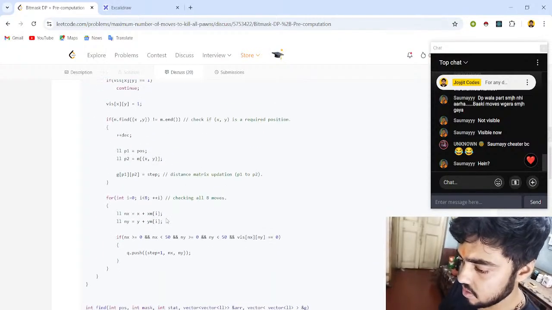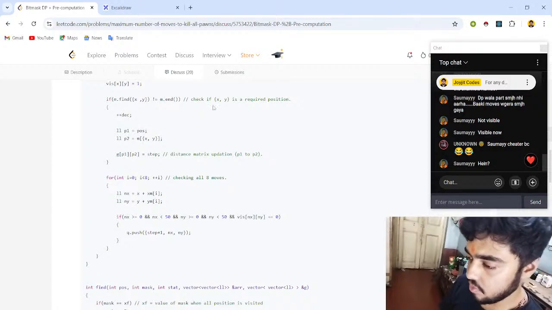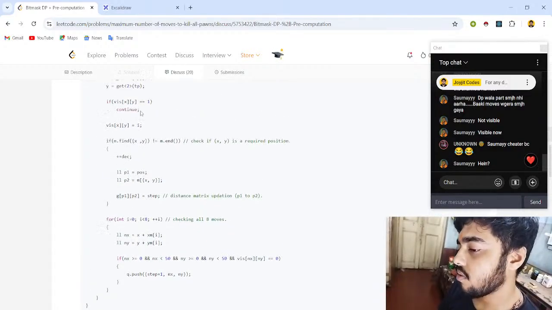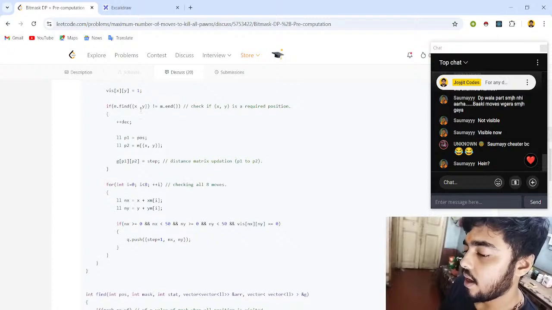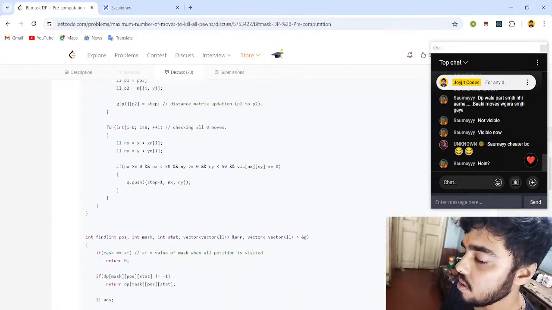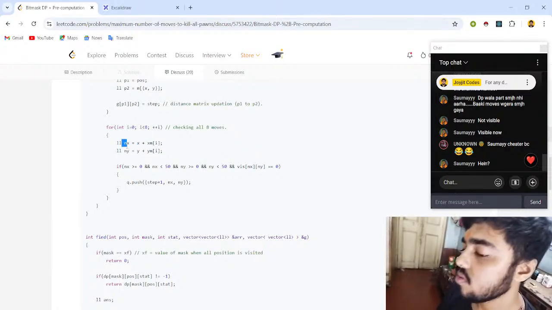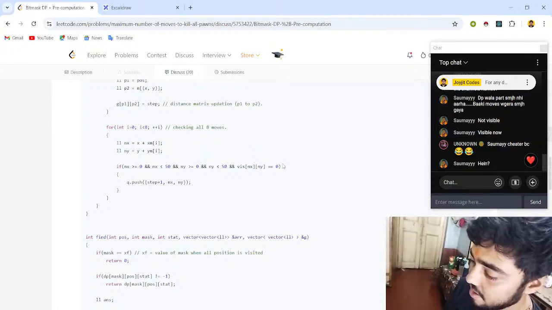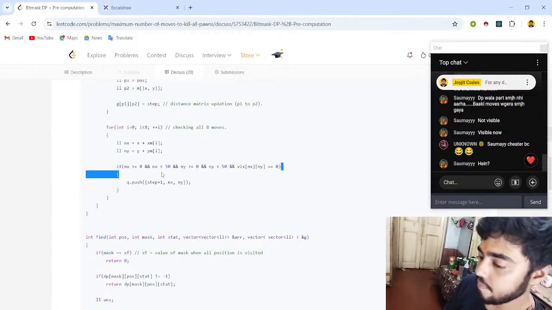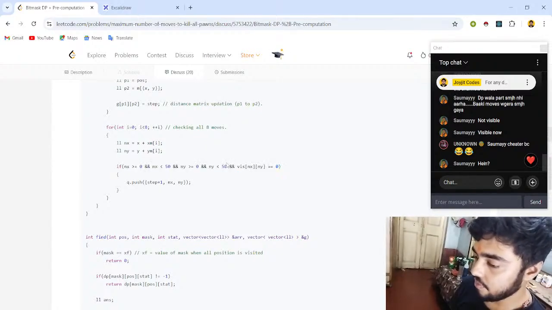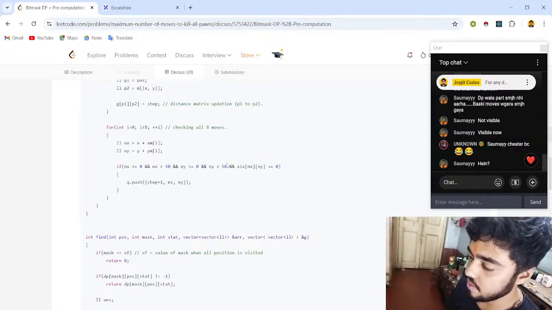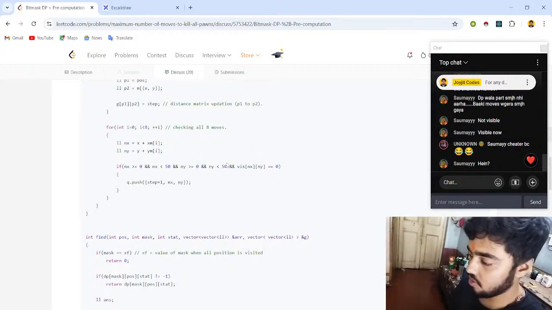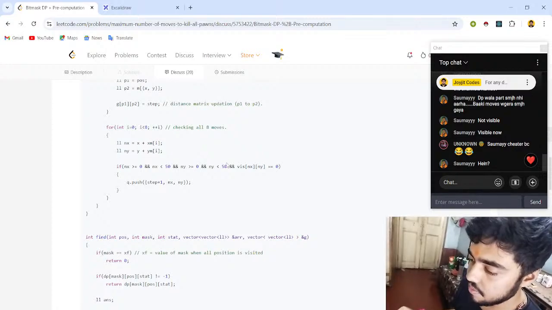possible moves. Check if x comma y is the required position. So first he is checking whether x comma y is the required position or not, and based on that he is checking for all the possible moves. As I told you, there are 8 moves. For every possible move he is checking where he can go from x, and based on that he checks whether this specific position is within the range of 0 to 50 or not, since you know that the square was 50, so he can't get out of the chessboard.